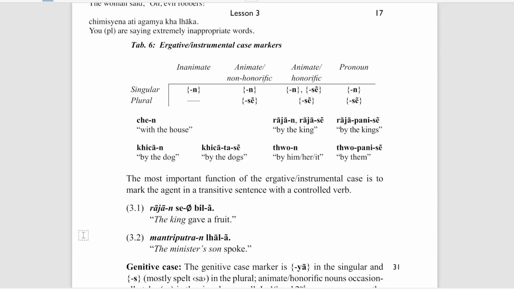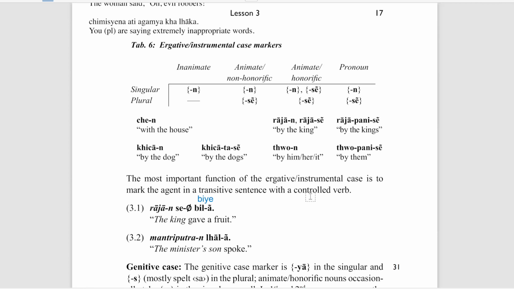So let's first see two examples in the textbook. Rajana se bilang. Se here is the object of the verb. Se is a fruit. We see the agent, Rajana. So Raja is a king and na is the ergative ending. So Rajana indicates that he's the subject of the sentence, the agent of the verb. The verb is at the end, bilang. That's from BA, to give, and bilang is the perfective past form of BA. So the king gave a fruit.